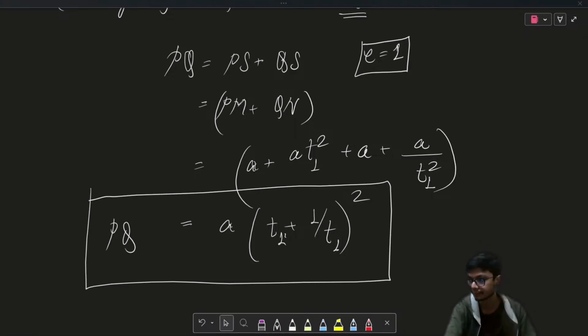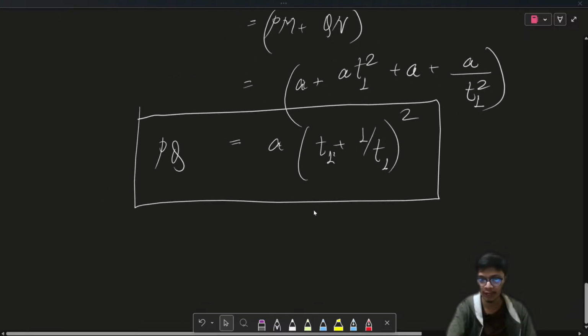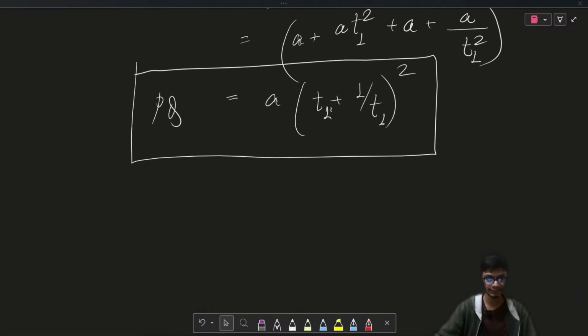Is this part clear? Okay, I assume this is clear to all of you. This is another very important property: whenever we ask you to find the length of the focal chord, you can easily do it by applying this particular formula, right? Alright, so let us now move forward to the third property.